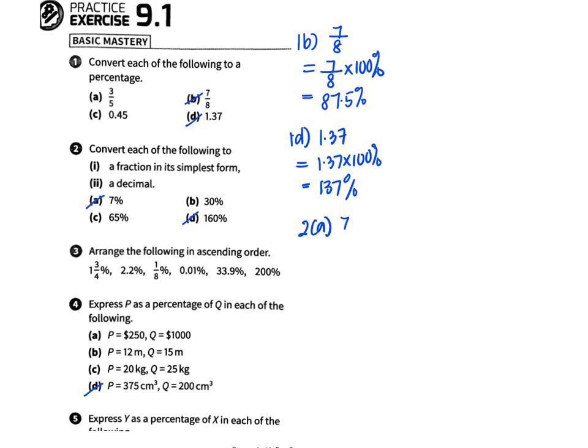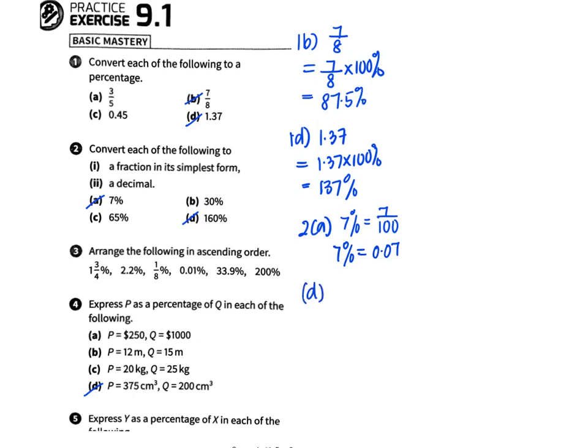From 7%, if I want to convert it from percentage to fraction, we take 7 divided by 100 and leave it as a fraction in the simplest form. This is already the simplest form, so this will be the answer. But 7%, I want to change this to a decimal. So 7 divided by 100 will give you the number 0.07. So we'll get this answer.